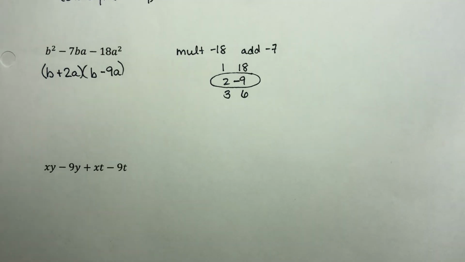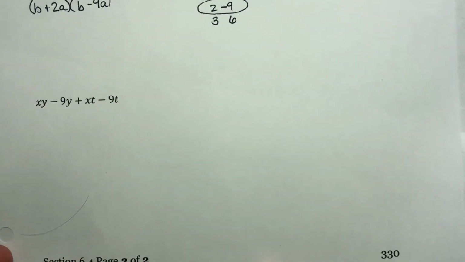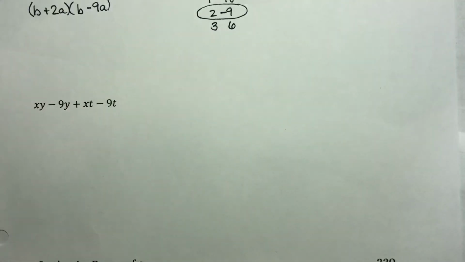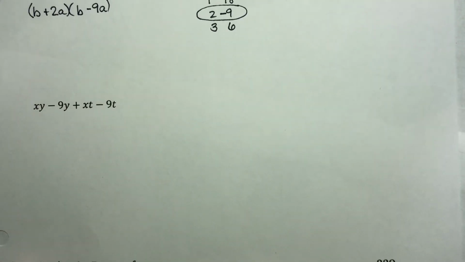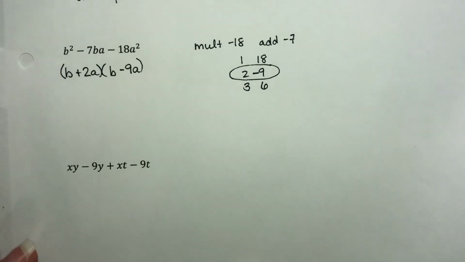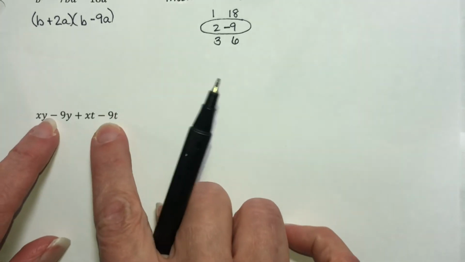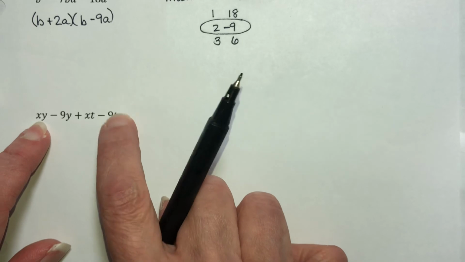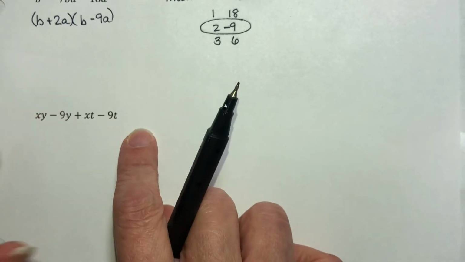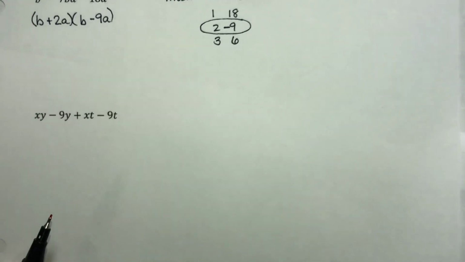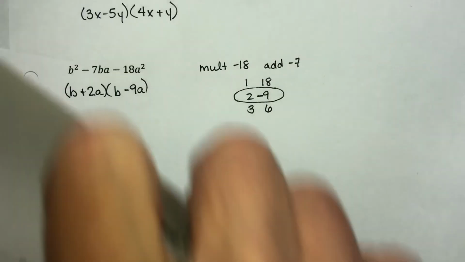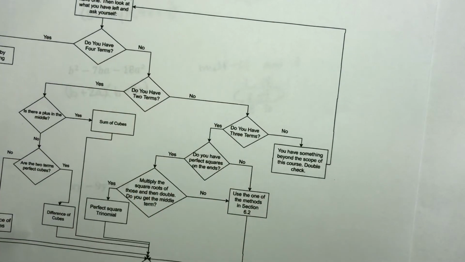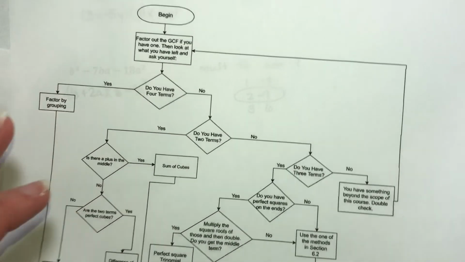Okay, last problem in this section. We want to factor xy minus 9y plus xt minus 9t. The first thing I do is I look for a GCF. And if I look here and here, this only has x and y, and there's no xy here. There's no number here, so there's no GCF for the whole thing. Okay, so no GCF. We ask if we have four terms. And if we have four terms, and we do here, then we try to factor by grouping.